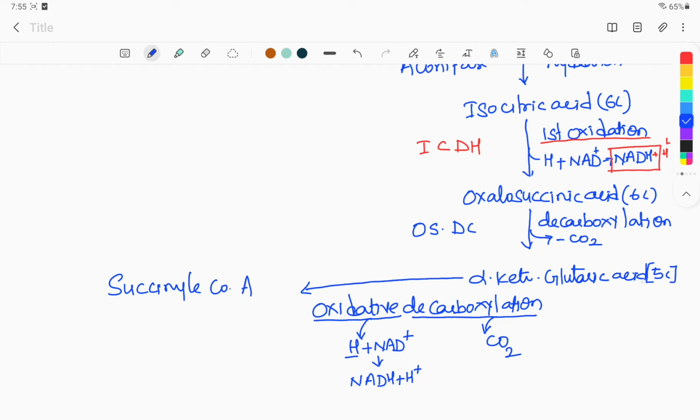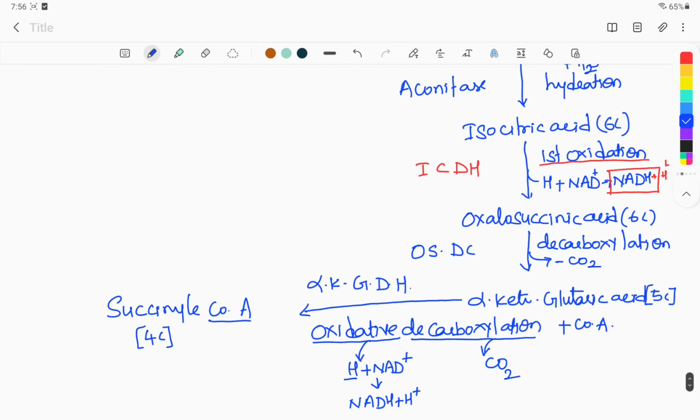So alpha ketoglutaric acid is a 5-carbon organic acid and succinyl CoA is a 4-carbon compound, right? So here the enzyme is alpha ketoglutaric dehydrogenase. This is the name of the enzyme. And one more thing here is that addition of CoA is also there in this reaction, because in succinyl CoA we find CoA here, right?